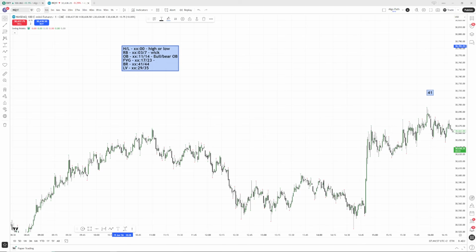Fair value gaps, simple. 41, 44 always takes both side liquidity. And liquidity void is something you can clearly see. The displacement is pretty large. Okay? So large candles. Now you might have heard ICT say big candles incoming. Like, so they are mostly around this liquidity void area on the PO3 range.